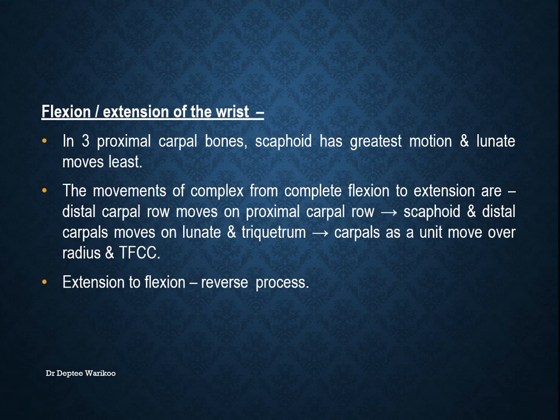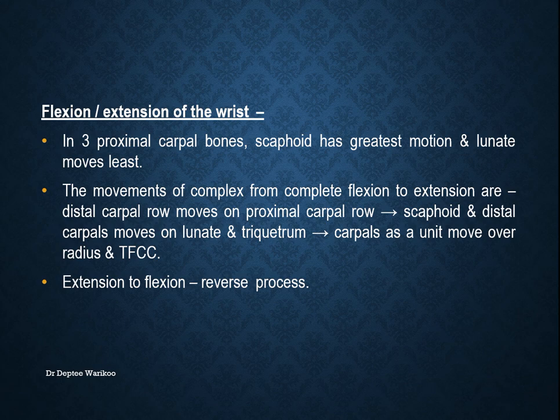Then the second stage starts. Continued extension forces now move the combined unit of the distal carpal row and the scaphoid on the relatively fixed lunate and triquetrum. At approximately 45 degrees of extension, the scapholunate interosseous ligament brings the scaphoid and lunate into close pack position. This unites all the carpals and causes them now to function as a single unit. Then starts the third phase, that is the completion of the wrist extension.